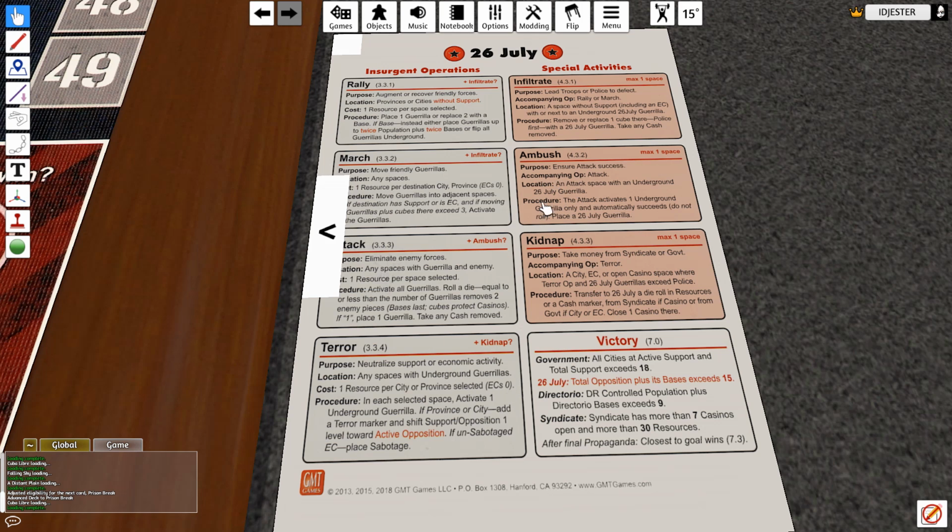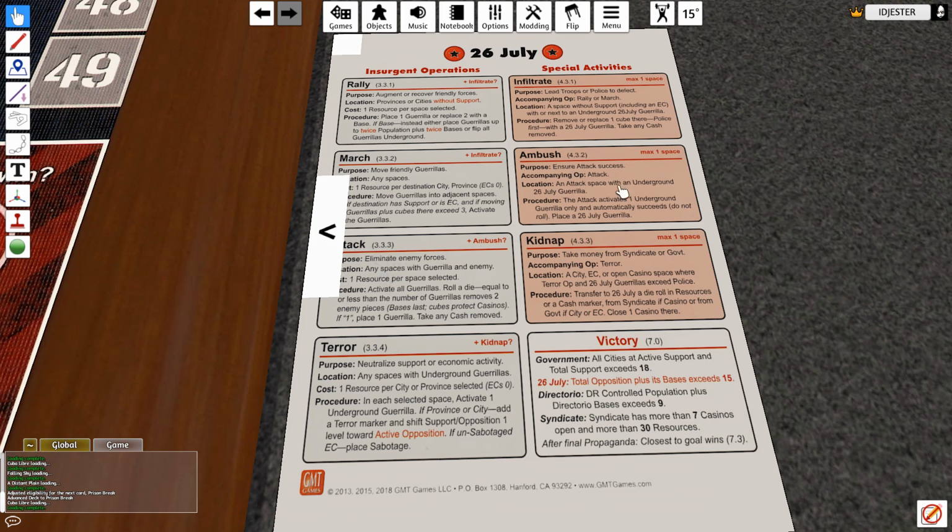So some of these, I wish they had little lines that went to the different territories or the different special activities that link with them, just as a reminder, to make it a little bit easier for some people. That would have been good, but I mean, it does say it on the card, but it's something that people forget because they'll be like, oh, I'm going to terror and then ambush.